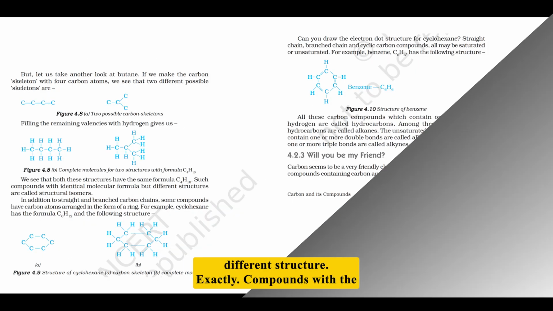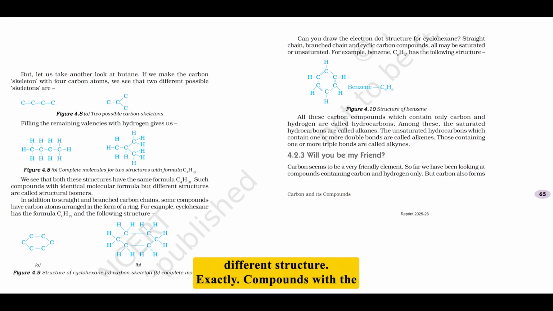Isomers, same formula, different structure. Exactly. Compounds with the identical molecular formula, same number and type of atoms, but different arrangements of those atoms in space. Let's take butane, C4H10. Okay, 4 carbons, 10 hydrogens. You can arrange the 4 carbons in a straight line. Yeah. CH3-CH2-CH2-CH3. We call this n-butane, normal butane. Right. But you can also arrange them differently. You could have a central carbon bonded to 3 other carbons with hydrogens filling the rest.